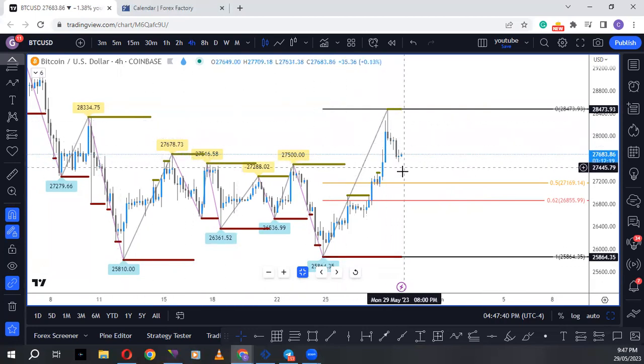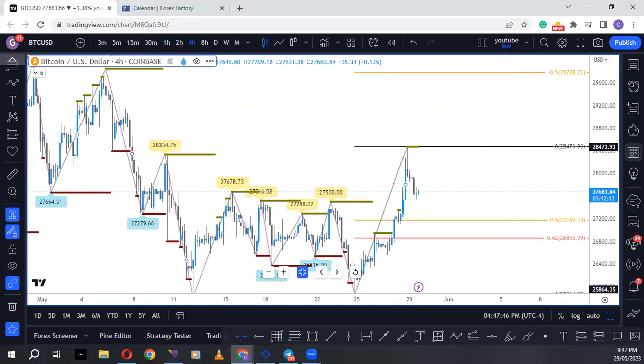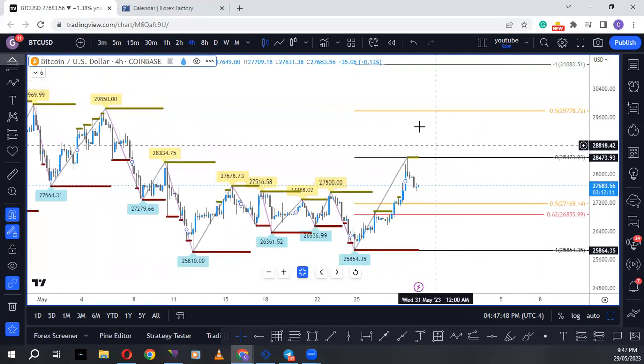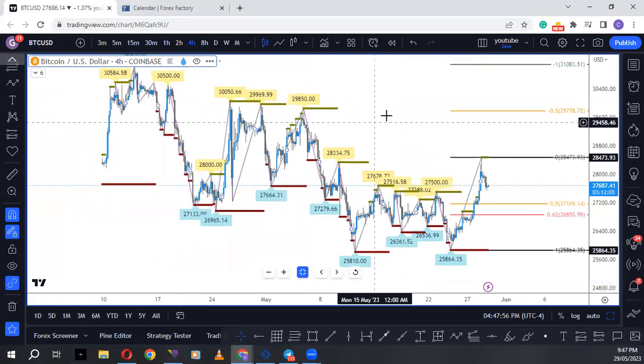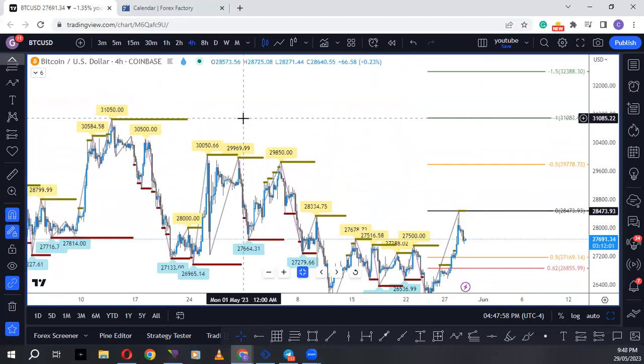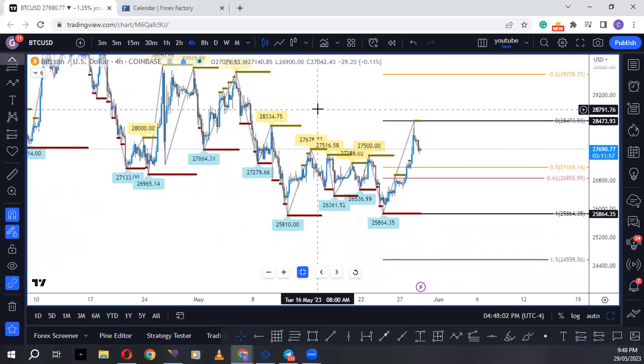So if you're going to be buying Bitcoin, wait for them here. And then if it starts to run, you can see this FIB level lines up with 29,850. So if it starts to run, this will be your first take profit. The next take profit is going to be 31, if it starts to run.